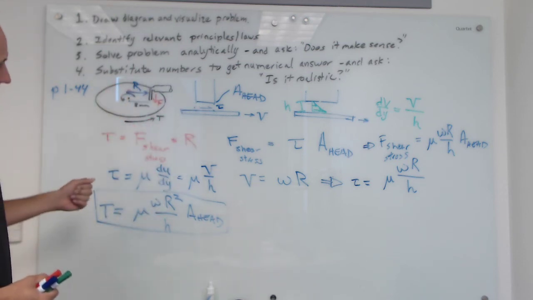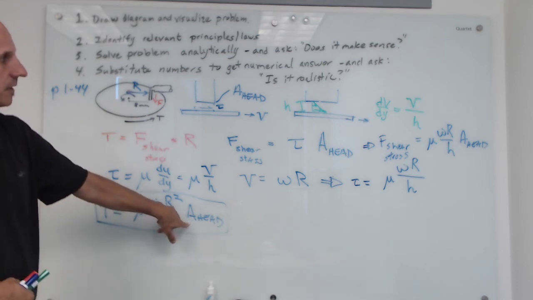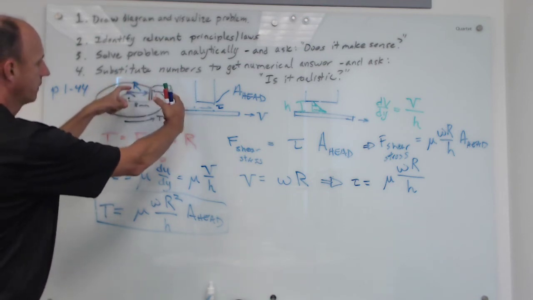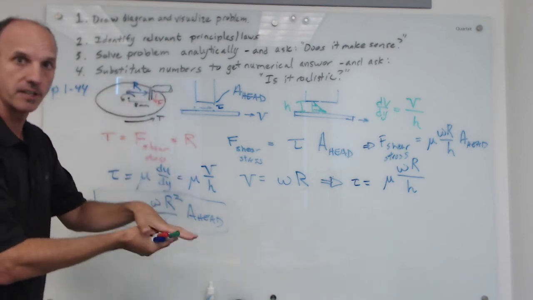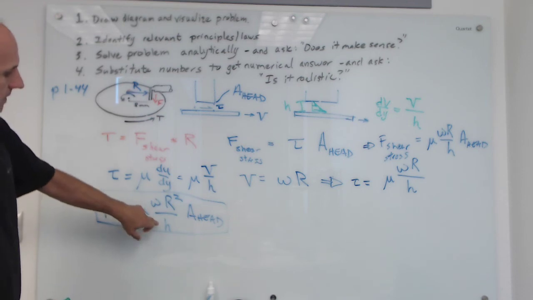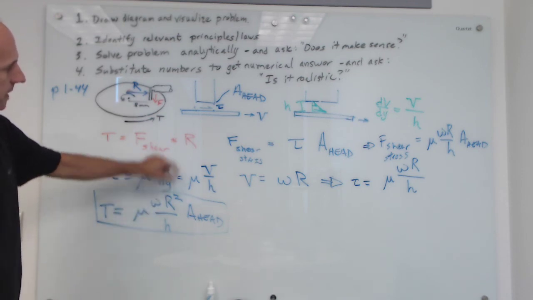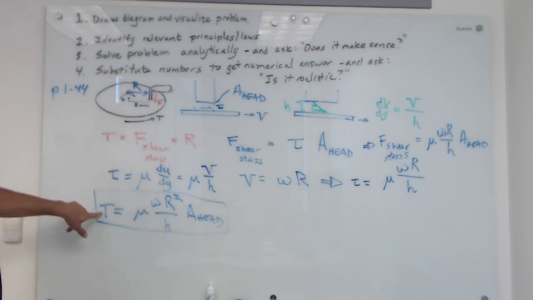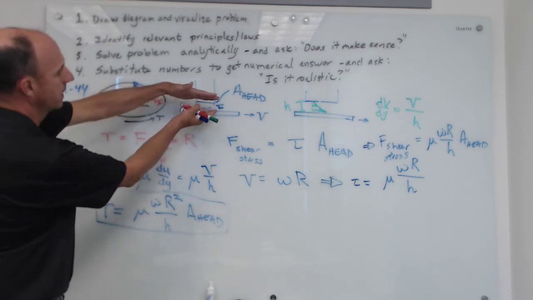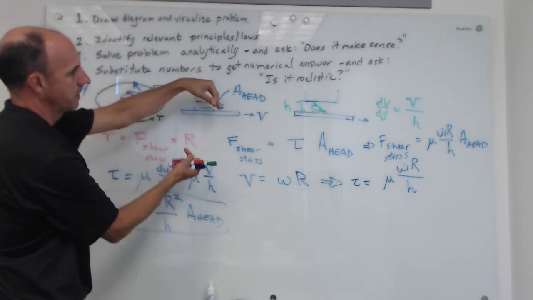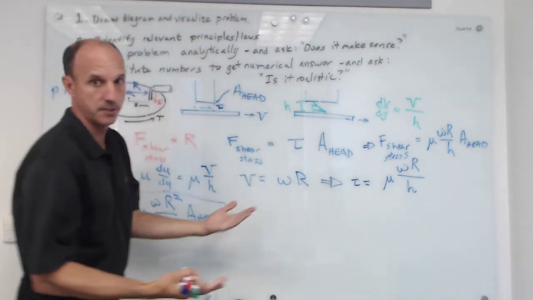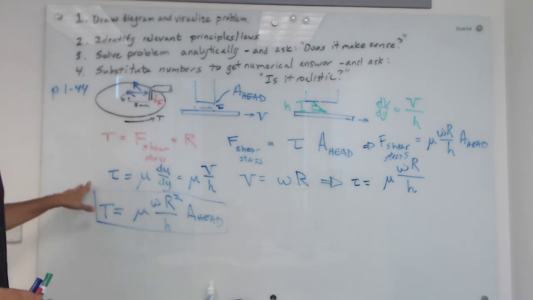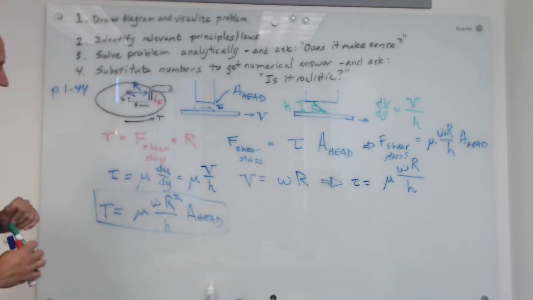It says that if the area of the head increases, then the force will increase, and that makes sense. A bigger surface area means a bigger area over which the stress acts and a bigger force. And then it says if the thickness, this gap height here, gets bigger, the stress will go down. So if this is getting bigger, that means that the gradient isn't quite as steep, and so that makes the torque smaller. So that makes sense as well. So now I have an analytical solution that makes sense to me.